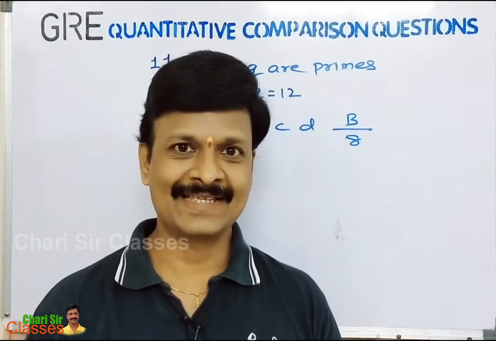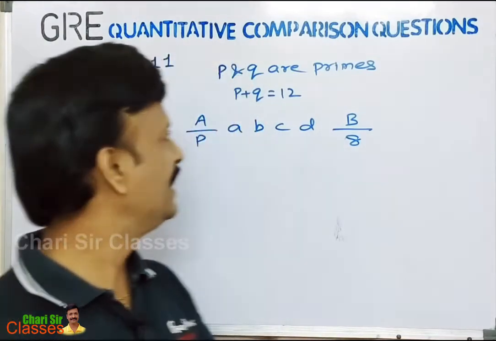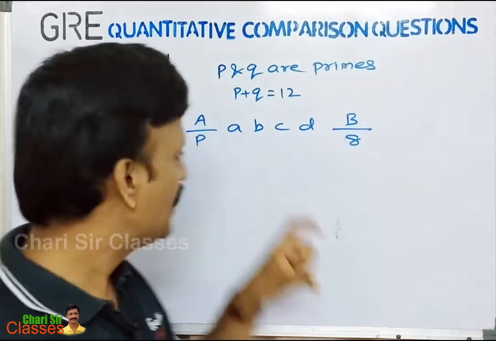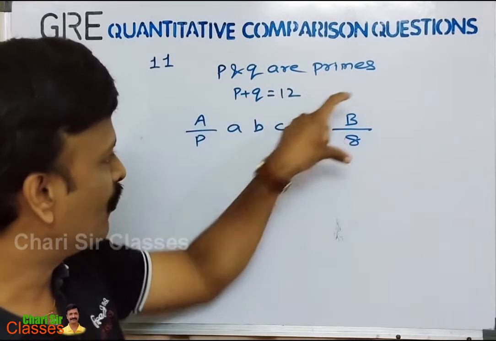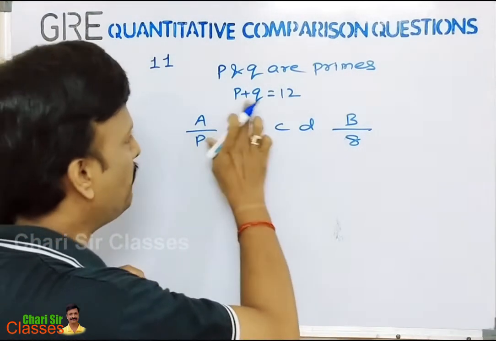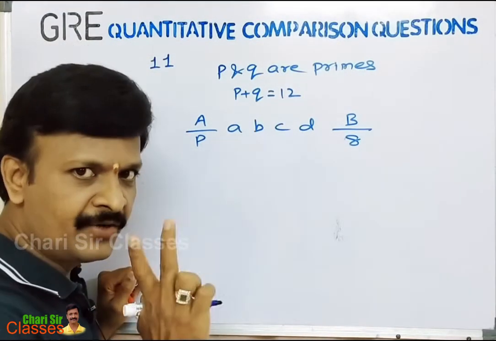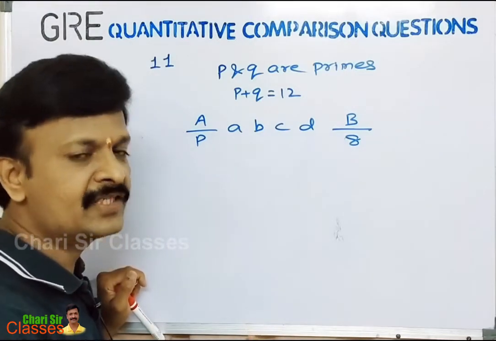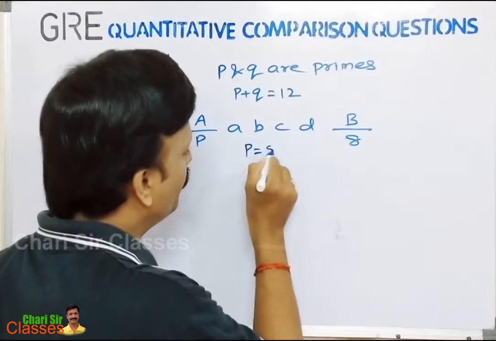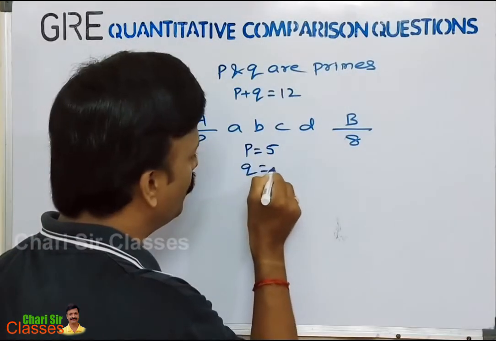Question number 11 is about numbers. So here it is given P and Q are prime numbers and P plus Q equals 12. Quantity A is P and quantity B is 8. So here P plus Q equals 12. We need to take P and Q, both are prime numbers whose sum is equal to 12. Let us take P is equal to 5 and Q is equal to 7.